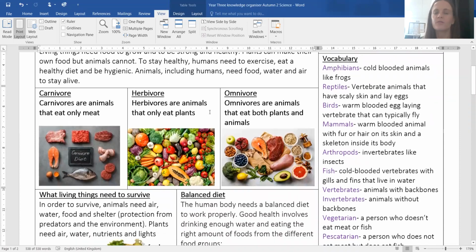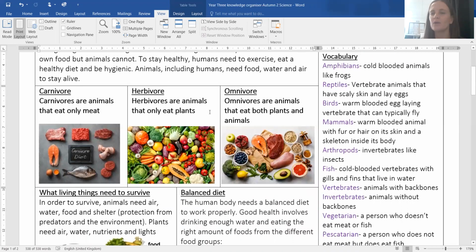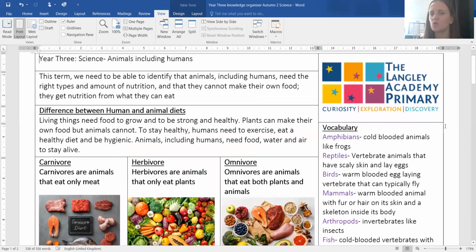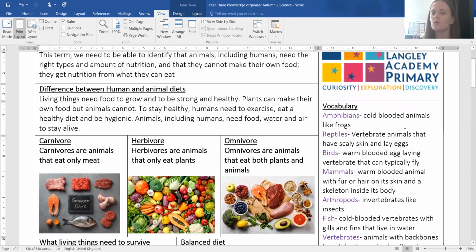Now, we've already gone through an animal's diet and how it differs from a human's. And we have spoken about carnivores, which are animals that only eat meat, herbivores, which are animals that only eat plants, and omnivores, which are animals that eat both plants and animals. So, the vocabulary words that you will need to know are down the side here, and they are as follows.